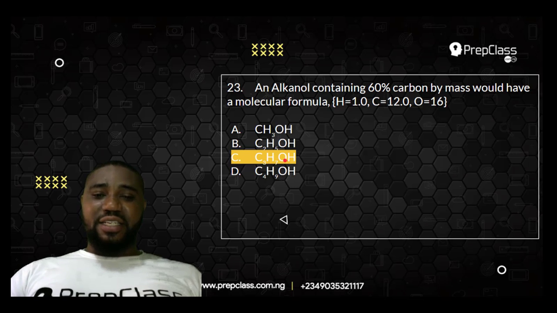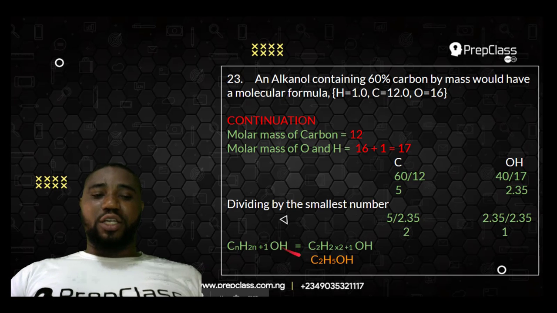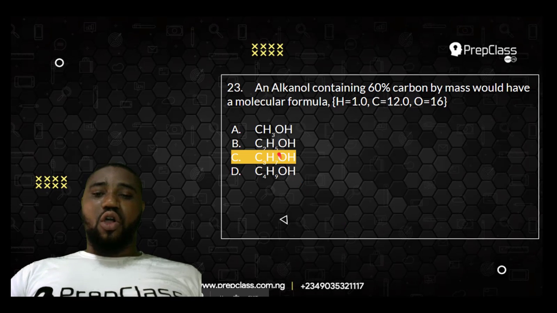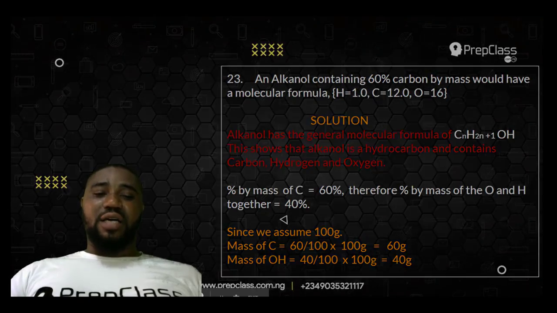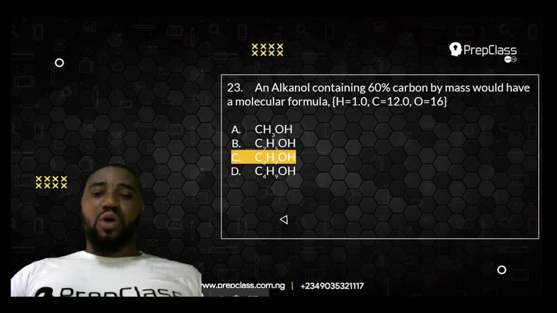They picked C3H7OH, but from our calculation, we got C2H5OH. So your correct answer is actually option B. They are wrong, we are correct. So the correct answer is option B, C2H5OH. And I believe you completely understand how we solved and got that answer.